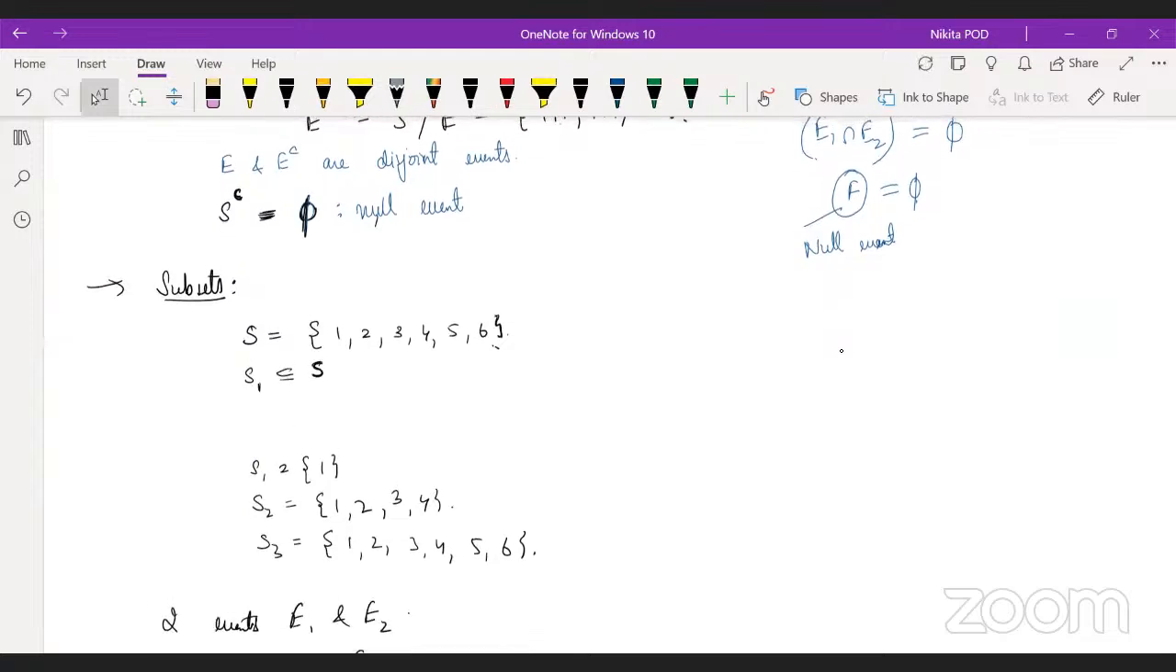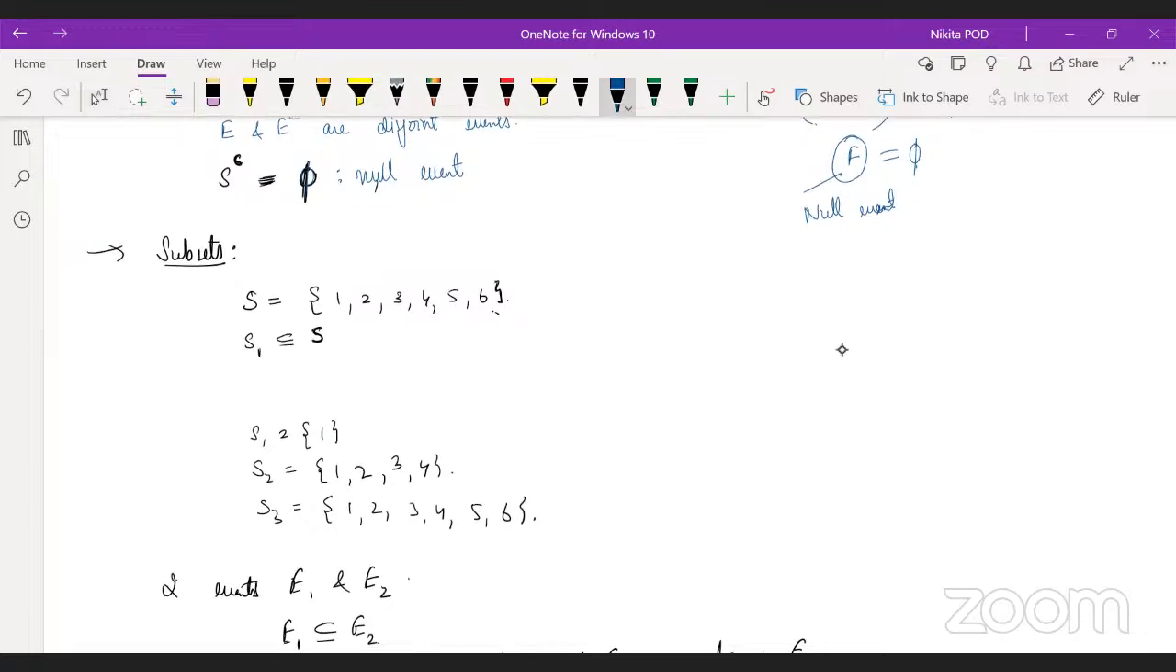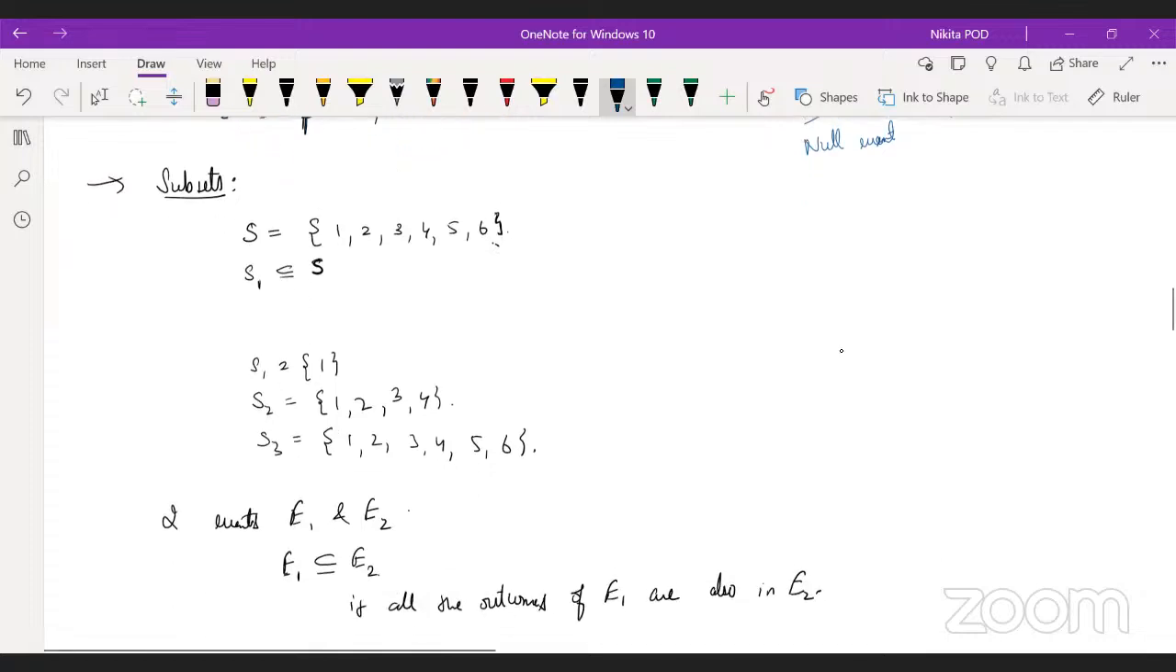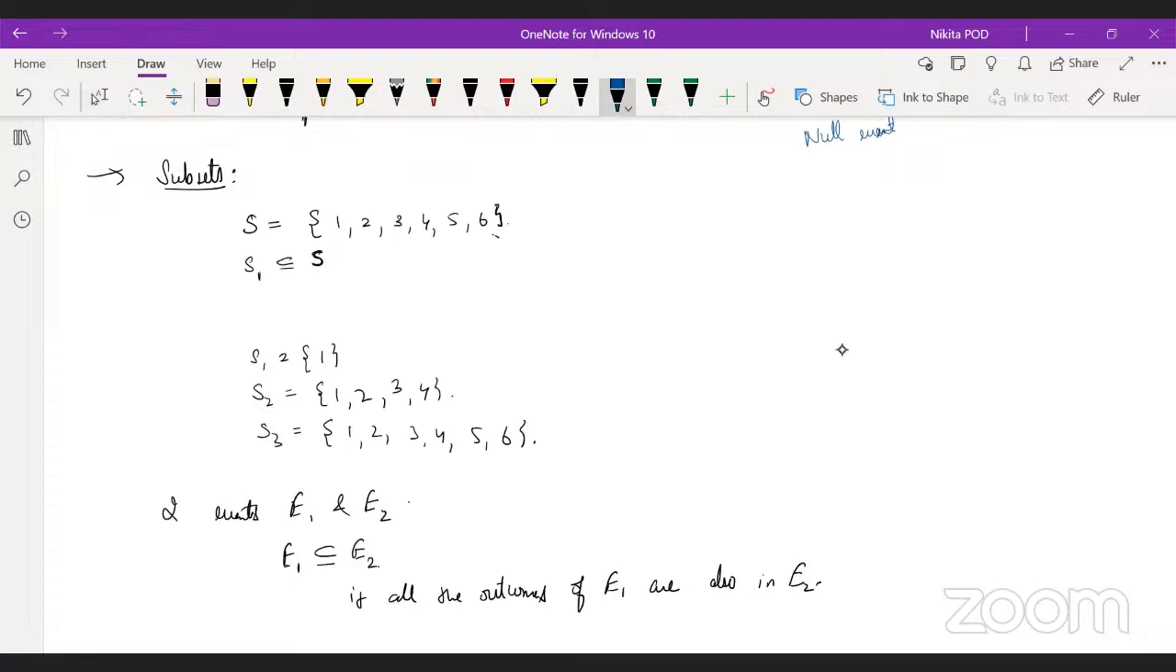Then next we have subsets. Subsets you would have studied in maths also, and we also call events nothing but subsets of the sample space, right? So we have let's say this sample space 1, 2, 3, 4, 5, 6, right? And we have all these S1, S2, and S3. So you can see that S1 is a subset of S2, right? S2 is also a subset of S3, right?